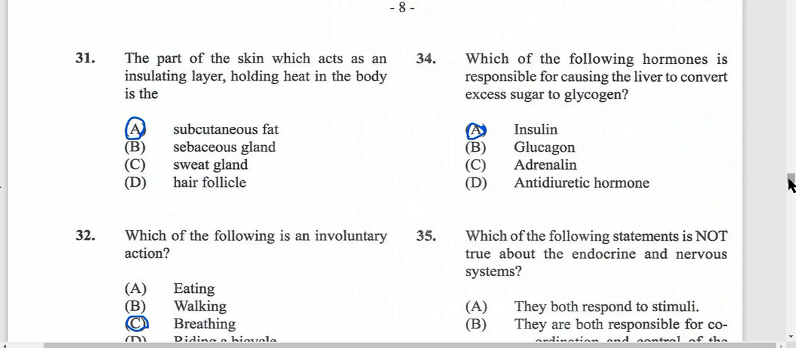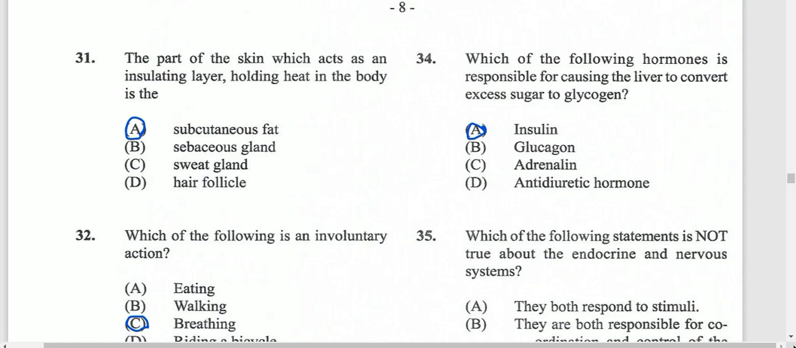34, that's the question we're looking at now. Which of the following hormones is responsible for causing the liver to convert excess sugar to glycogen? That is going to be the insulin, and then of course the glucagon is going to convert that glycogen back to glucose. So our answer here for 34 is going to be A.